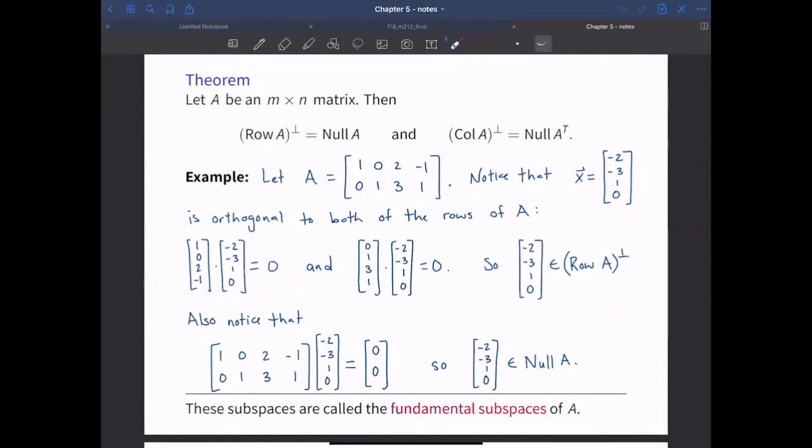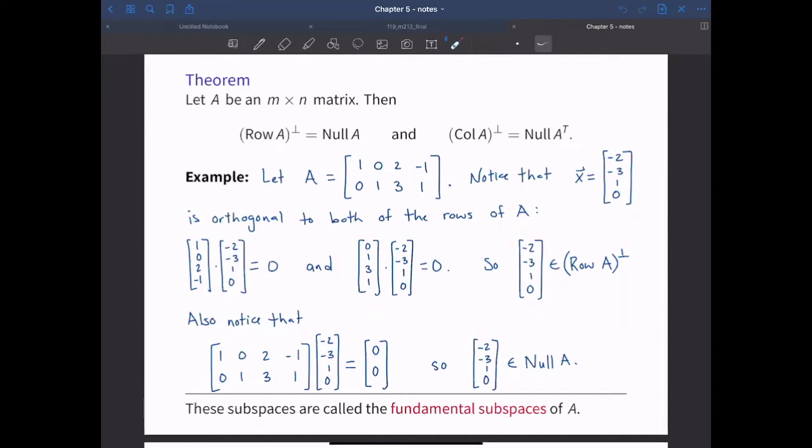So if a vector is orthogonal to the rows, that means when you multiply by the matrix, you just get 0, 0, which means it lives in the null space. And so that shows you that something lives in the null space if it's orthogonal to the rows, and vice versa. If it's orthogonal to the rows, it lives in the null space.